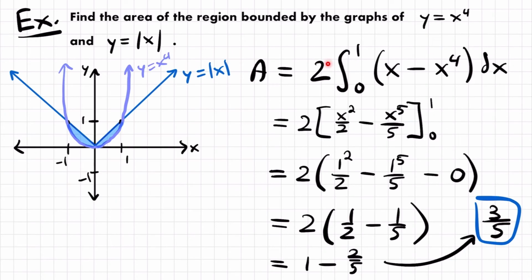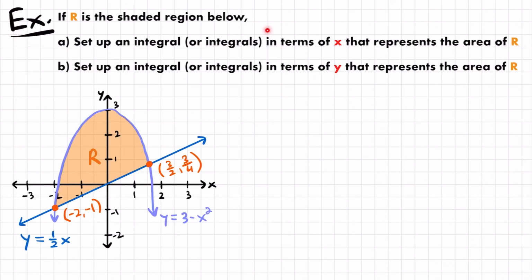All right, so hopefully this method will save you some time and was kind of neat to see a different way of calculating the area between two curves. All right, so for our last example, we have: if R is the shaded region below, this area right here, then A, set up an integral or integrals in terms of x that represents the area of R, and B, set up an integral or integrals in terms of y that represents the area of R.